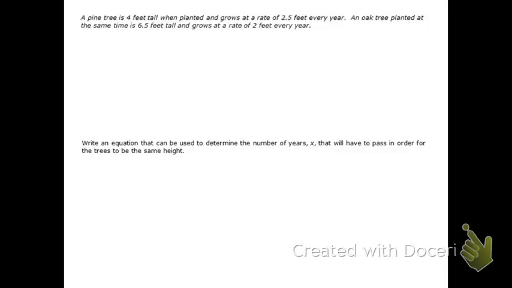So what we have here is a problem. We have a pine tree that's 4 feet tall when planted, and it grows at a rate of 2.5 feet every year. And then we have an oak tree that's planted at the same time, and it's 6 feet tall, and it grows at a rate of 2 feet every year.